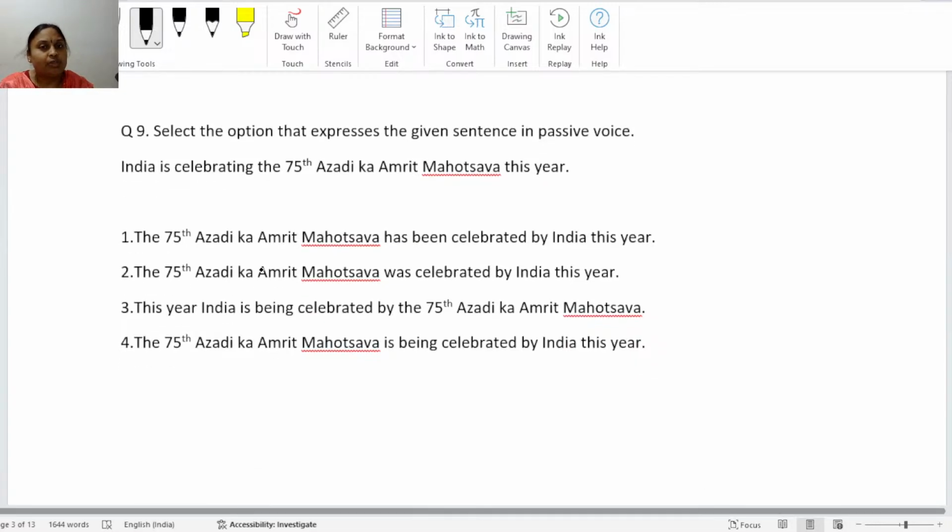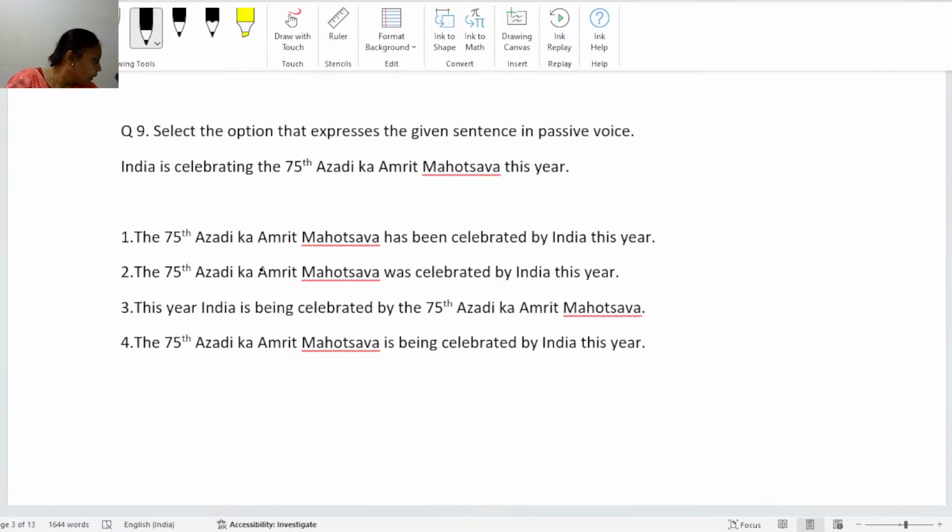So next we will go for the next question. Select the option that expresses the given sentence in passive voice. So here India is celebrating 75th Azadi Ka Amrit Mahotsava this year. So here when it comes to India, this will become the subject, and this is considered the verb, and up to the Mahotsava, it will become the object.